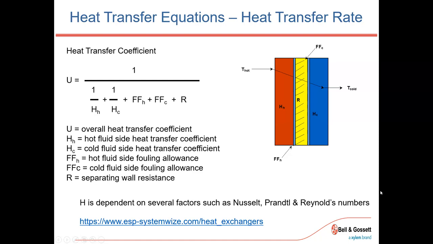You'll notice in the middle, we've got the FFC, which is our fouling allowance. We have that for our cold side and our hot side, as well as R being our separation through the wall resistance. This was simplified quite a bit based upon a couple of the factors we have below, but just for time and concept purposes, it was boiled down to this. We're going to go back to this in a moment, but I just want to show that.